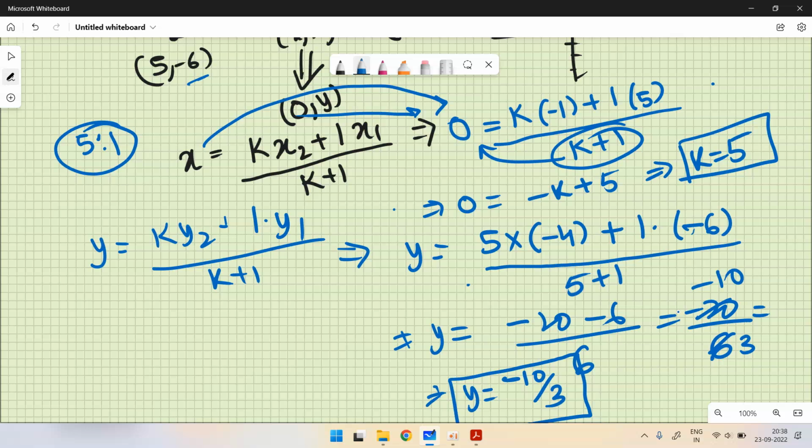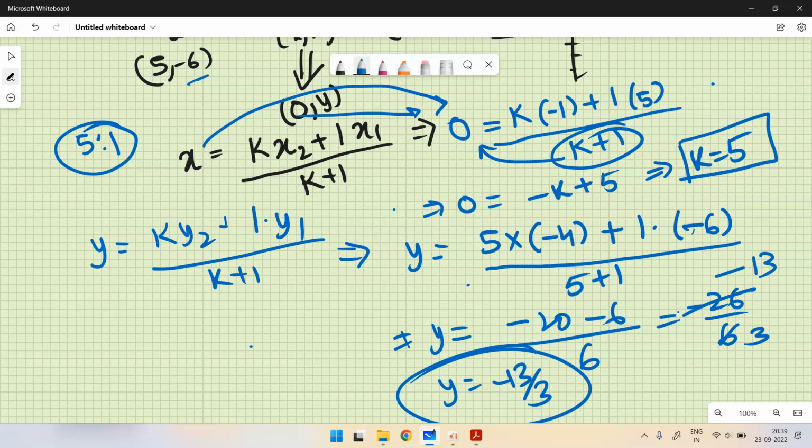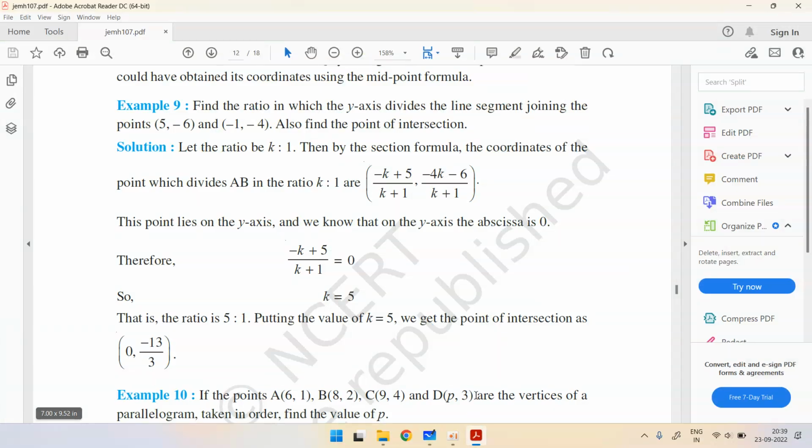So just 26, 26 or 2 3 are 13. This is minus 13 by 3. So this is minus 26 by 6. 2 3 are 6, 2 13. y equals minus 13 by 3. So the coordinate of the point is 0, minus 13 by 3, and it divides in the ratio 5:1. Yes, 0, minus 13 by 3 is the answer.